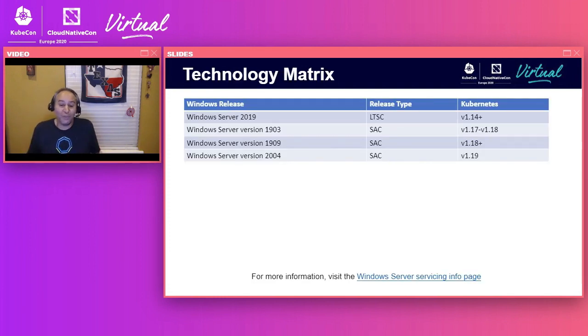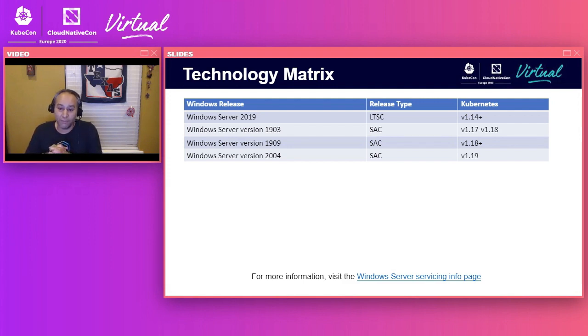Looking at our technology matrix now. So what does that mean? When we started 1.14, our first release of GA for Windows containers, we only supported one operating system, and that was Windows Server 2019, and that was the LTSC release. That stands for Long-Term Servicing Channel. That's the release of Windows that's supported for many years, and Microsoft gives you an option to purchase an extended support agreement as well.